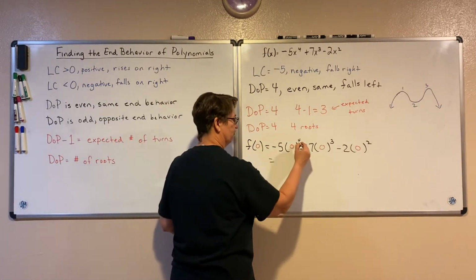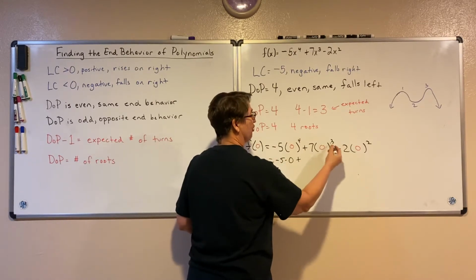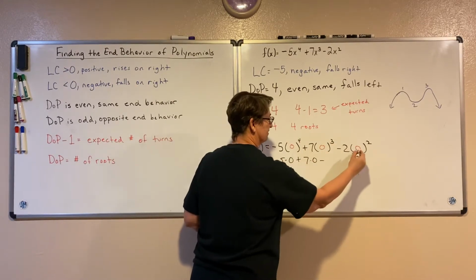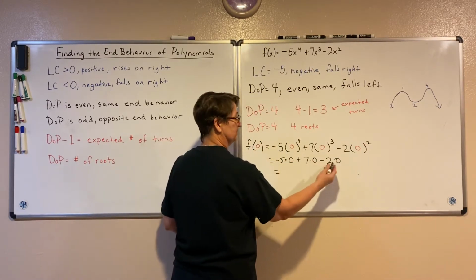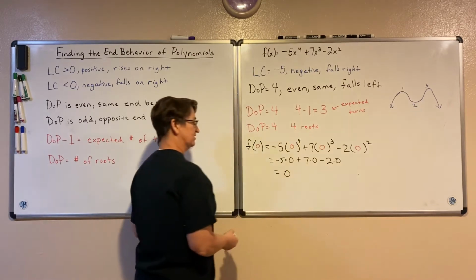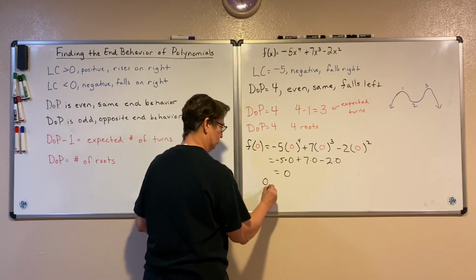Well, 0 to the 4th power is 0. 0 to the 3rd power is 0. And 0 squared is 0. So 0 times each of those is 0, so I just end up with 0. There's going to be a point on this function at (0, 0).